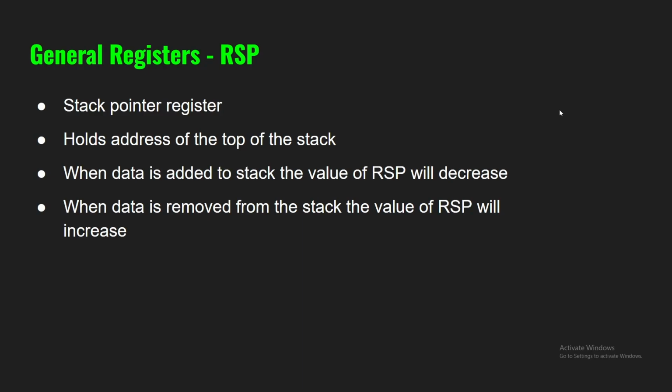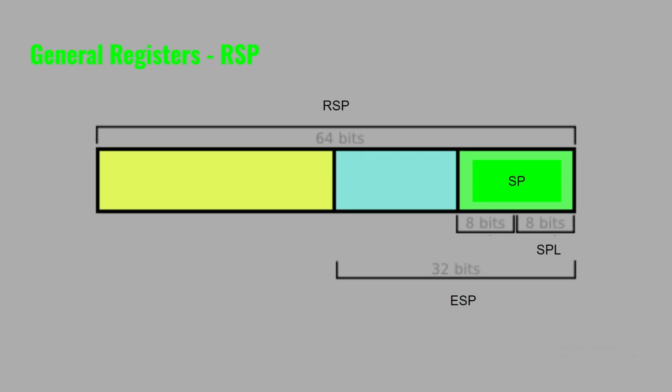The RSP register, the stack pointer register, holds the address to the top of the stack, and when data is added to the stack, the value of RSP will decrease, and when data is removed from the stack, the value of RSP will increase. Obviously the stack grows lower. This will become more clear in another video that we do on the stack, but it's a bit out of scope for this video. If we were going to talk about the stack in here, it'd be very long, but the stack does deserve its own video.